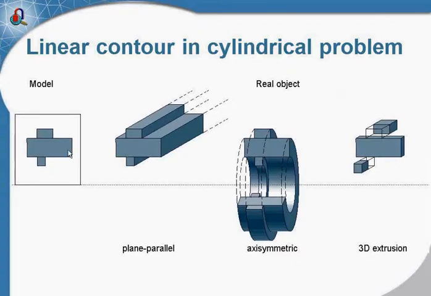The model, as you see it on the screen, is always plane, and this plane model represents a three-dimensional object. The object shape depends on the model class. For plane-parallel model class, the three-dimensional object is infinitely long in z direction, behind the screen plane. For axisymmetric problem, the three-dimensional object represents some kind of cylinder.